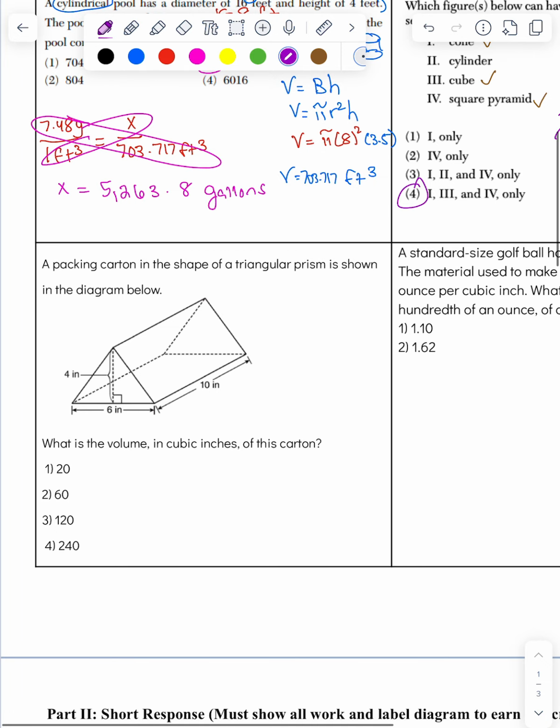Here we have a triangular prism. For any prism, the volume is capital B times H. Since the base is a triangle, because it's a triangular prism, remember shapes are named for their bases.